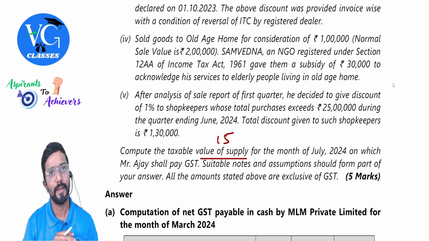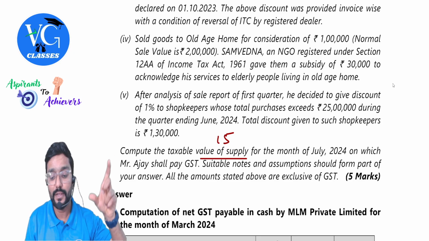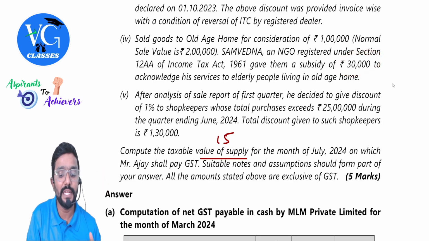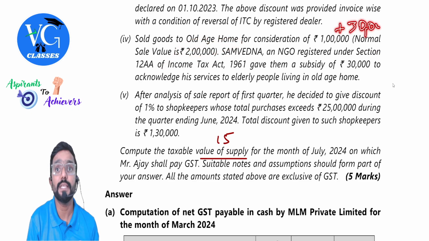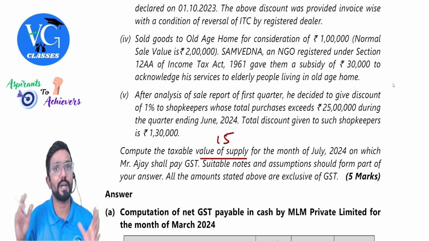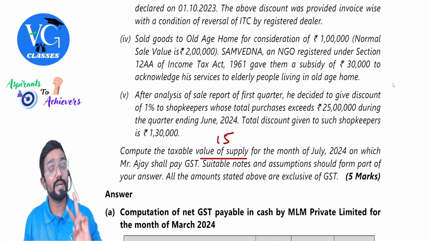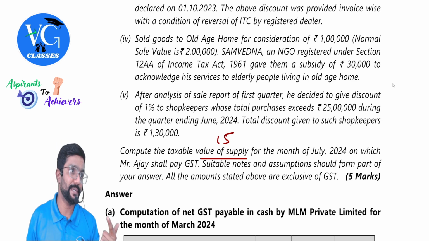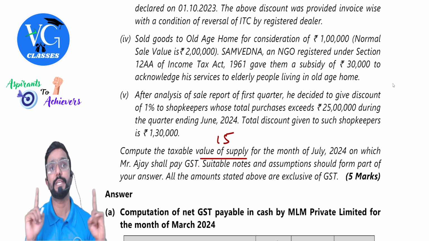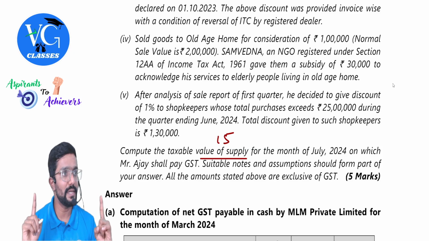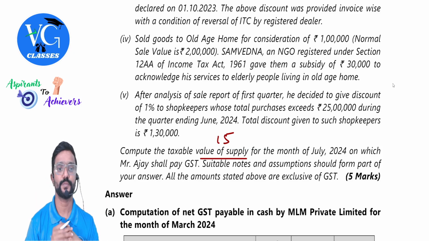Only one. Clear? If they had given 30,000 because you are selling it at a lower value, then should I add that to 1 lakh? Yes. And it is given by NGO, not a government. If it was linked to the price, I would have added it. But here it is not linked to the price. It is not linked to the price, guys.